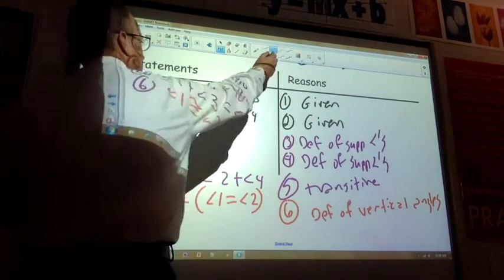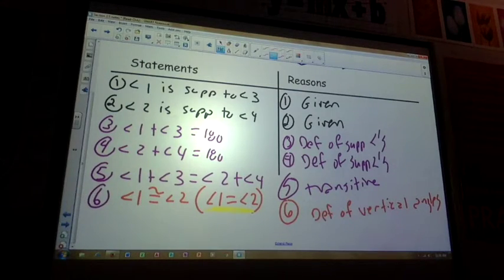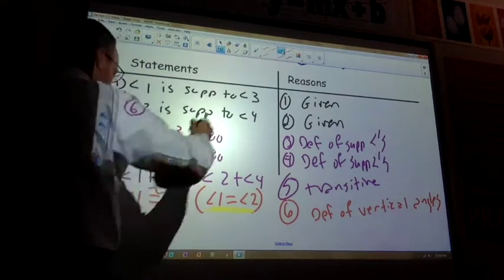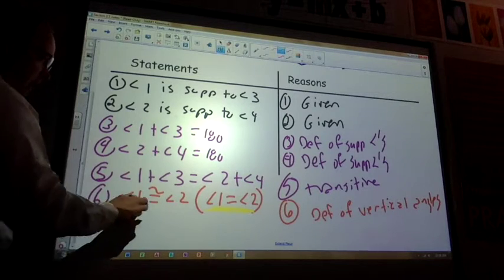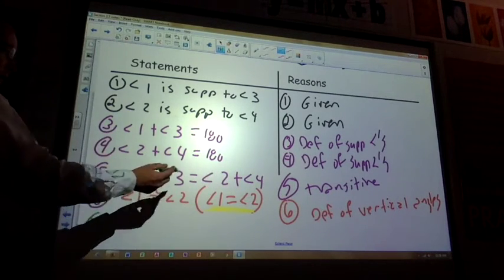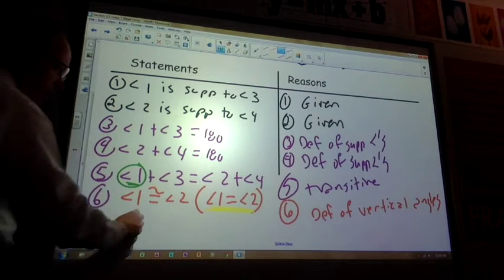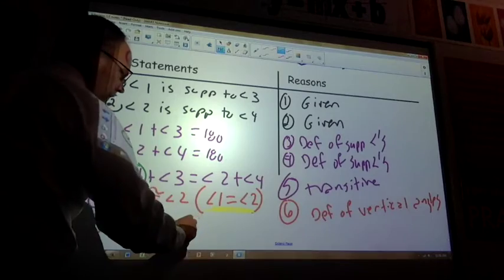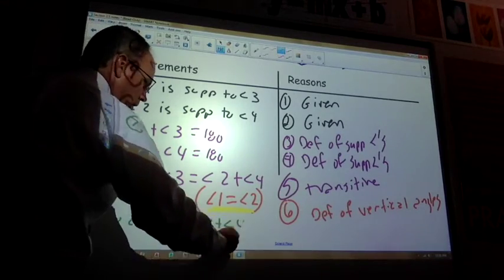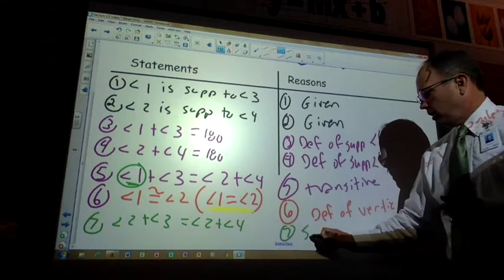So, being we were able to state this as well, what property can I use? Substitution. So then I can go ahead and state that I'll plug it in either here or here. So angle 1 or angle 2 doesn't matter. So I'll plug in right here. I'll plug in angle 2 plus angle 3 equals angle 2 plus angle 4. And what did I just do? Substitution.